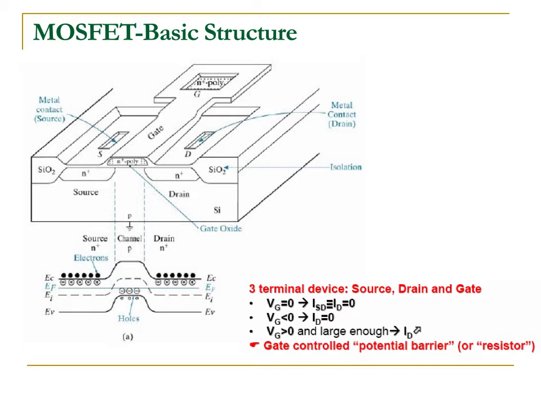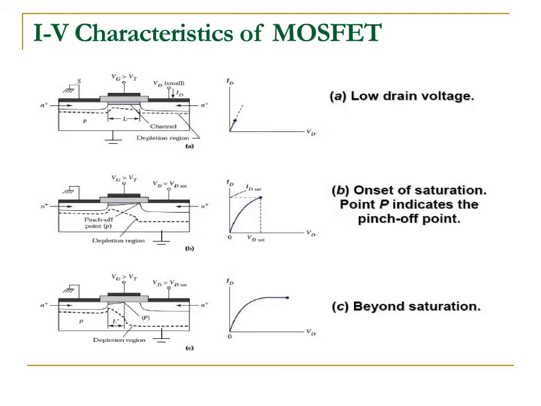VG is nothing but the voltage at the gate. When that is zero, the drain current is zero. But when the gate voltage is less than zero, which means negative, the drain current is zero. But when the gate voltage is greater, then the drain current is also large enough. So this device is a gate controlled device, where the potential barrier between the N type and the P type plays a role, or it's a resistor. So this gate is the controller for the whole of this MOSFET device, either it's a P or an N type.